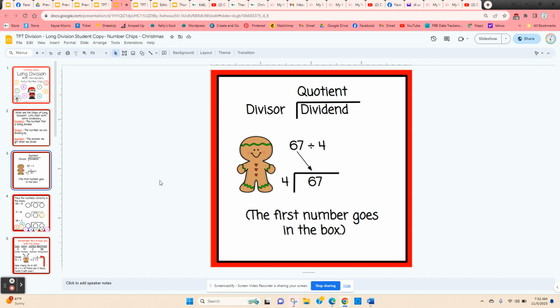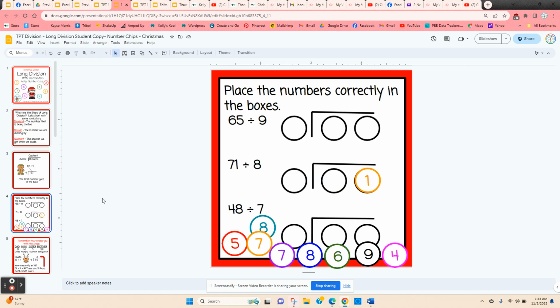That is your dividend. And then students are just going to get practice moving the number chips, putting them in the correct place in the problem. So that's just that very basic knowing where to put the numbers. And it gives them a little bit of practice moving these chips. So they just click and hold on the edge and they can move them into the correct place.